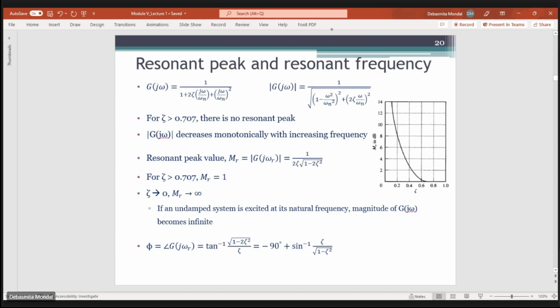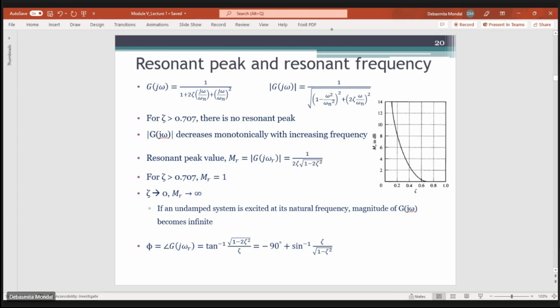So for ζ equals 0, that is for an undamped system, if an undamped system is excited at its natural frequency, then the magnitude of the transfer function becomes infinite. This is something we should always keep in mind: we should never excite a system with an input whose frequency is equal to the natural frequency of the system.